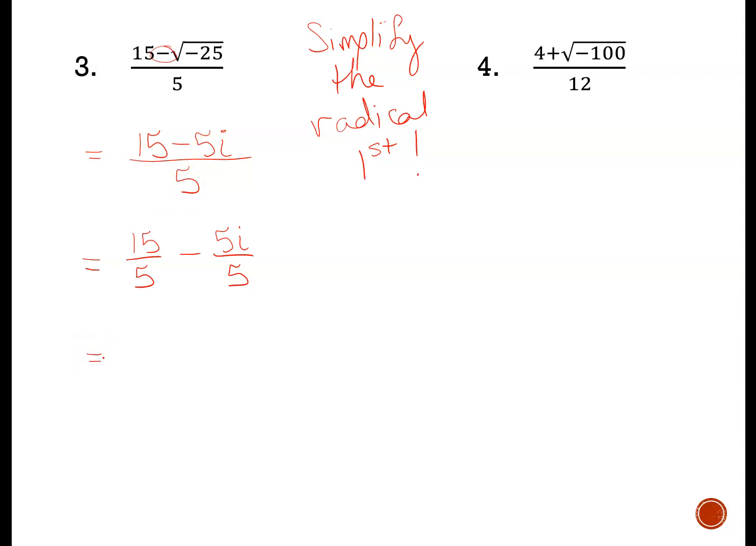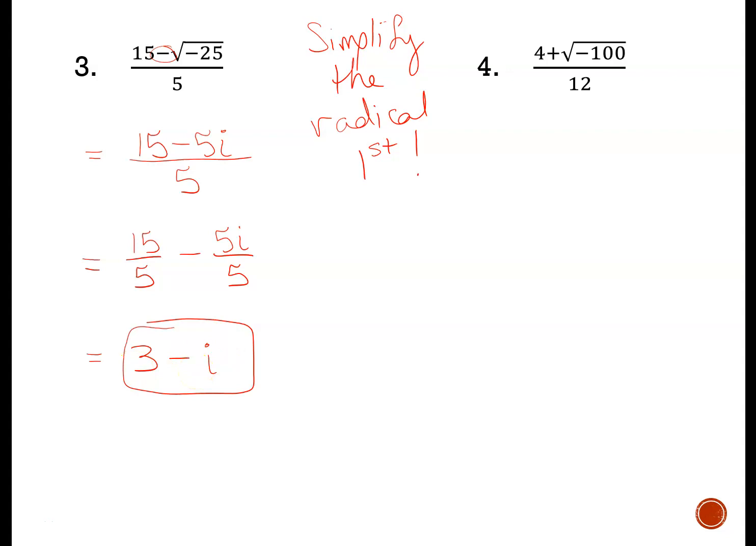Then simplify each term. So we would do 15 divided by 5 is 3. Bring down the minus. 5 divided by 5 is 1. So it'd really be 1 times I, but 1 times I is just I. So our answer is 3 minus I. And that's the standard form. We want the number term first, the I term second.